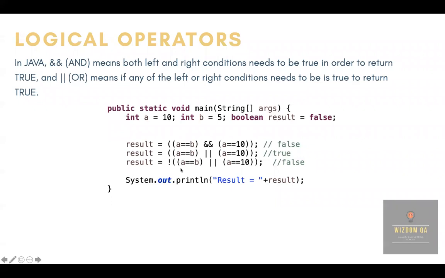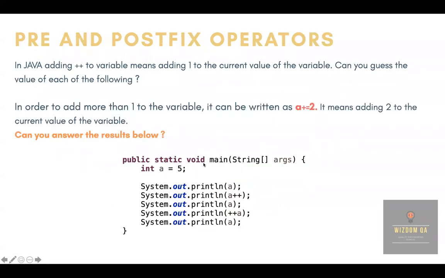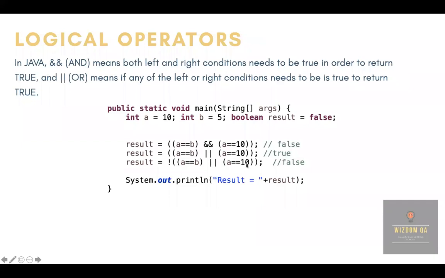Similarly, if you add a not or exclamation just before the whole section, it will be converted to a, my bad, this is wrong. This will not be false actually, this will be true. Why? Because A equals B. Oh no, wait a minute. No, I'm right. This is an OR sign. So here A equals B or A equals 10 will result in a true, and you are adding a not before the true, which makes it false.